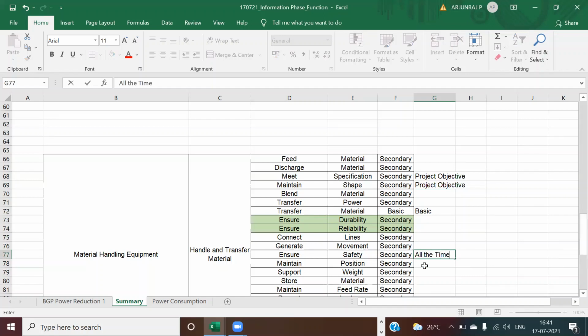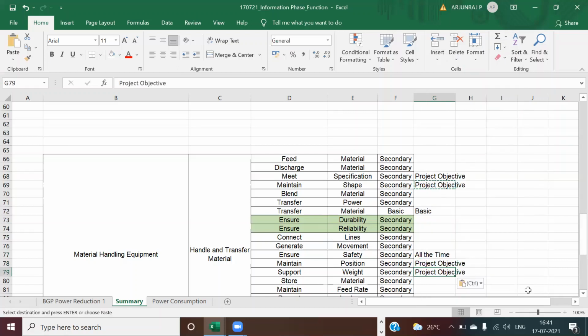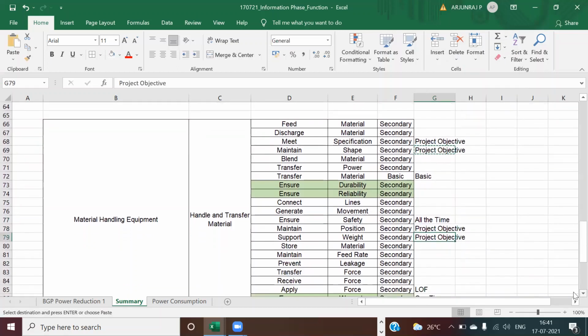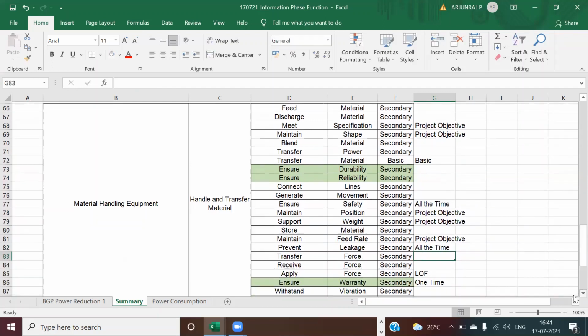And maintain position is again going to be a design function, so it's related to design. Whenever it is related to design, you have to write it as a project objective. Support weight is also related to design because it has some unit in terms of weight. Feed rate is also related to the design. And preventing leakage should be all the time. It can be either in the project objective or all the time, but here the leakage prevention should be all the time.